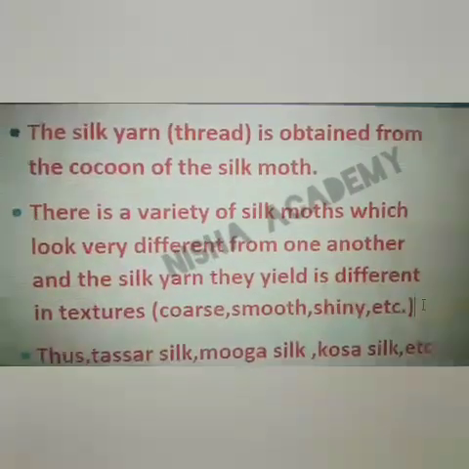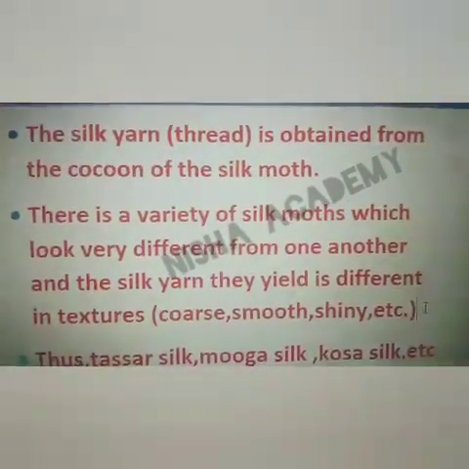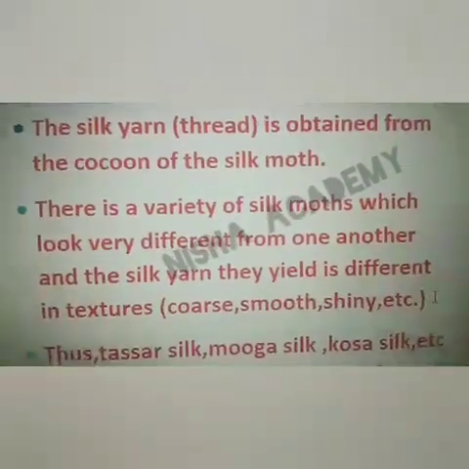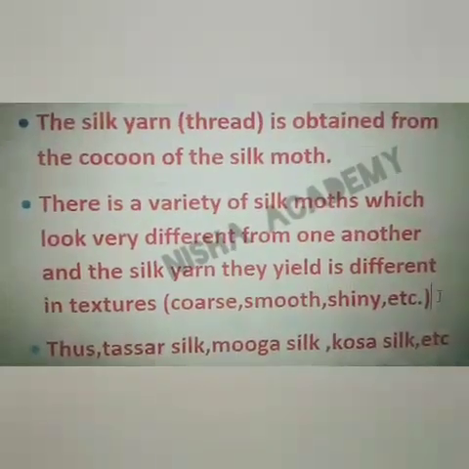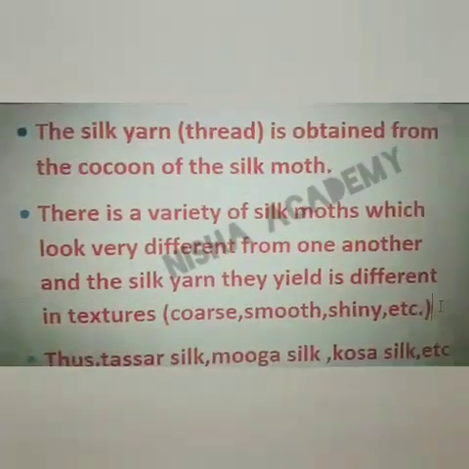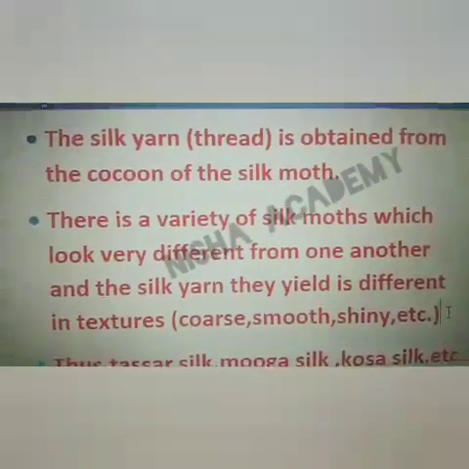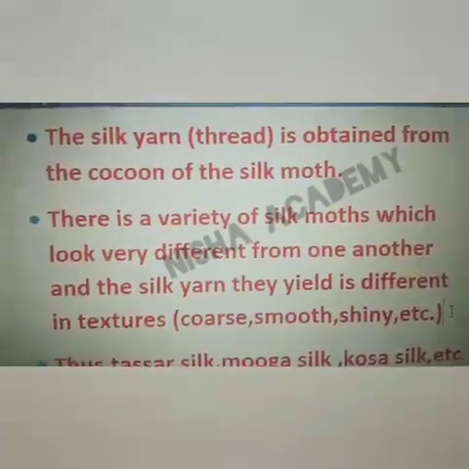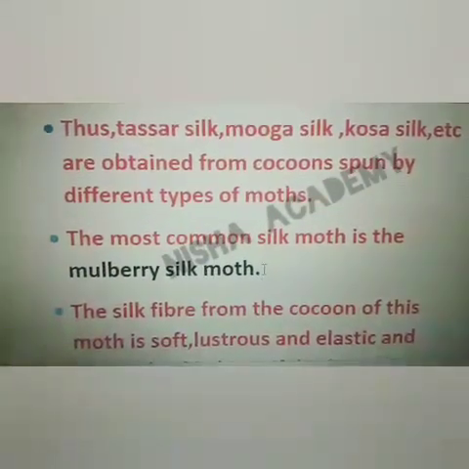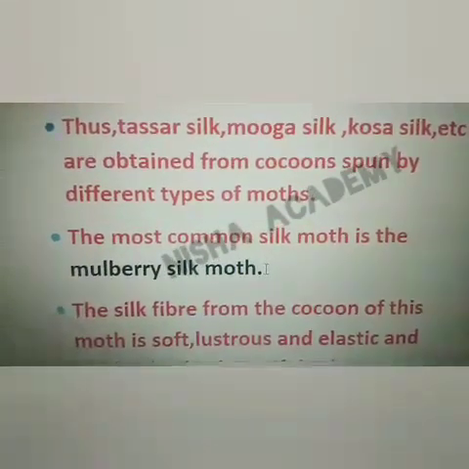Now let's move towards some characteristics of silk. The silk yarn, that is thread, is obtained from the cocoon of the silk moth, and there are a variety of silk moths which look very different from one another, and the silk yarn, that is the threads which they yield, is very different in texture from one another. Some are coarse, some are smooth and some are shiny. Thus, Tasar silk, Muga silk, Kosa silk, etc. are obtained from the cocoons spun by different types of moths.